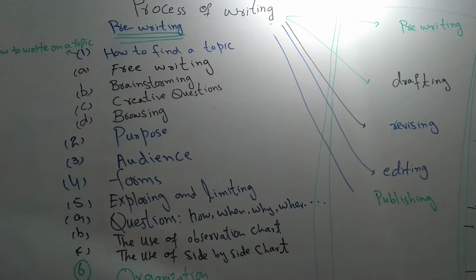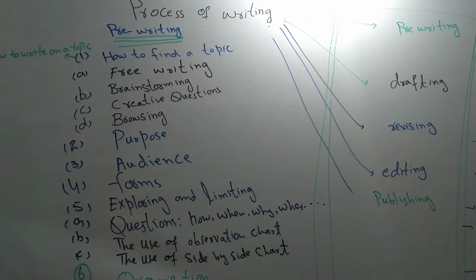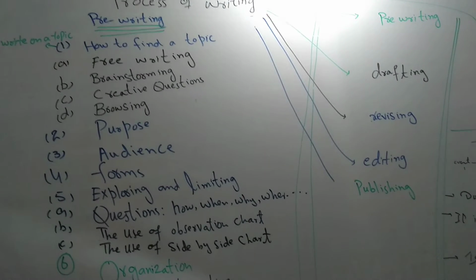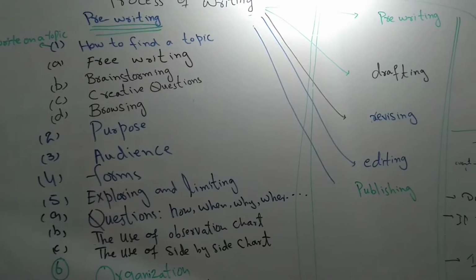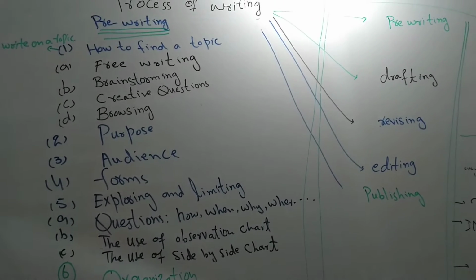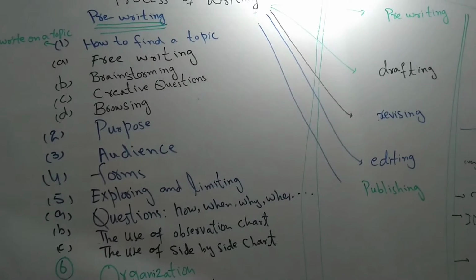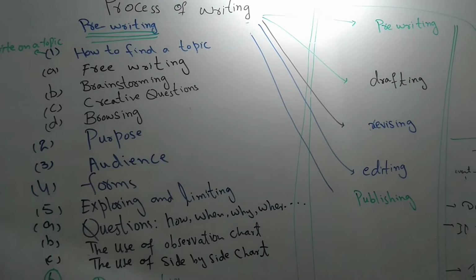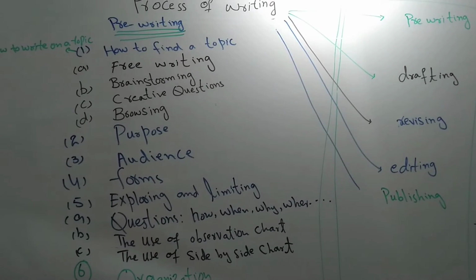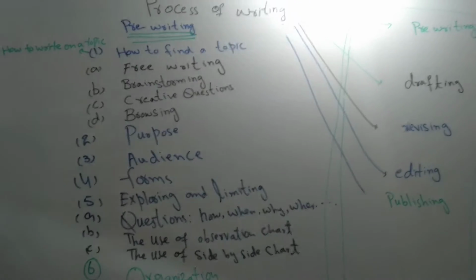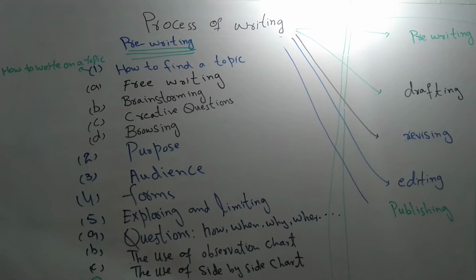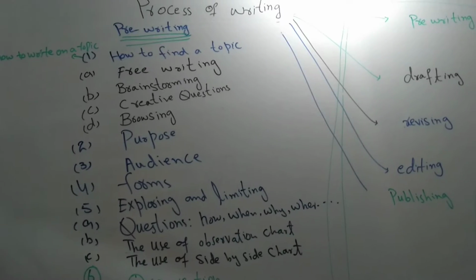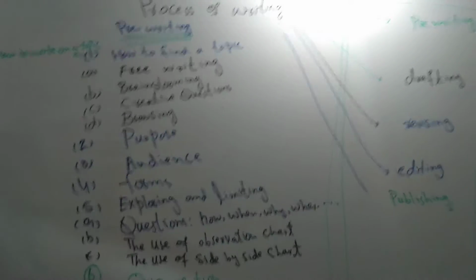So we get different kinds of topics, but a topic may be a choice topic or a bound topic. If the topic is given to us by our teacher, it may be directed or bound, but if we have to write something of our own choice, then it is our choice and we have to select our topic. So this video will help us learn how to pick a topic for writing.